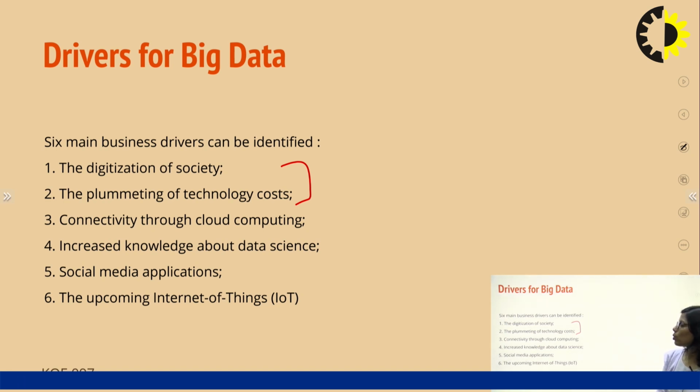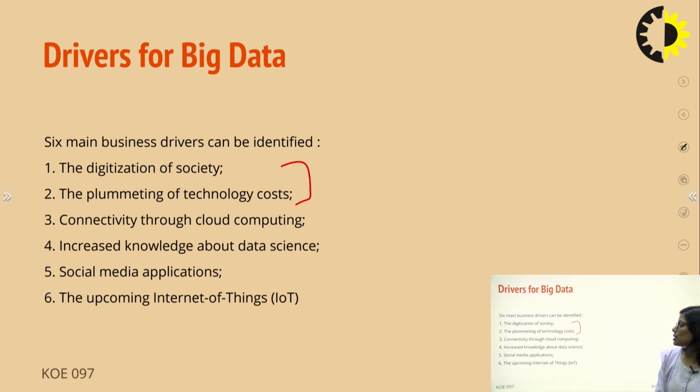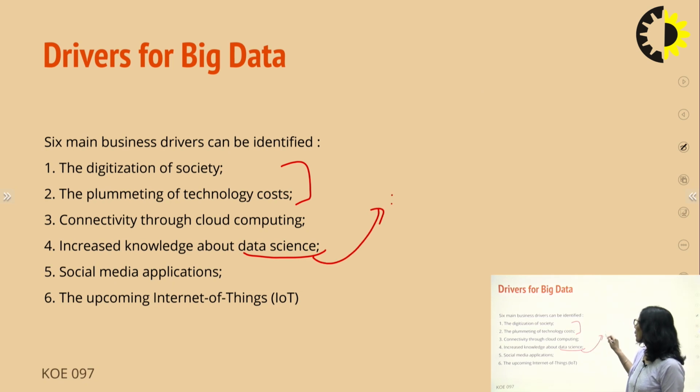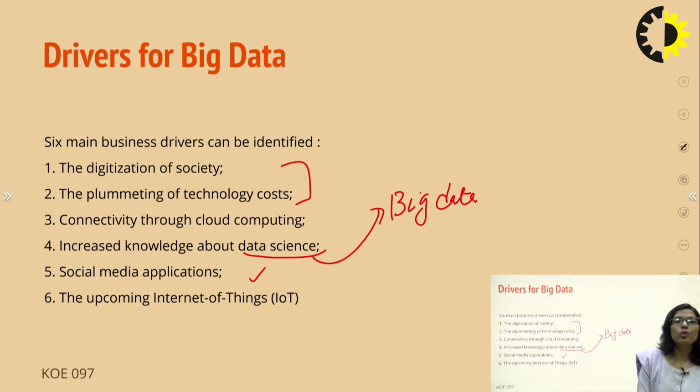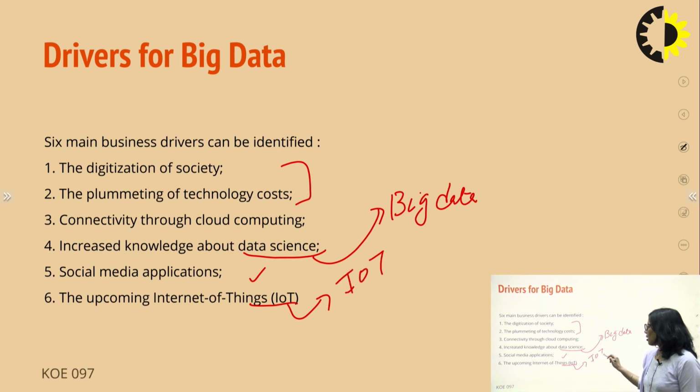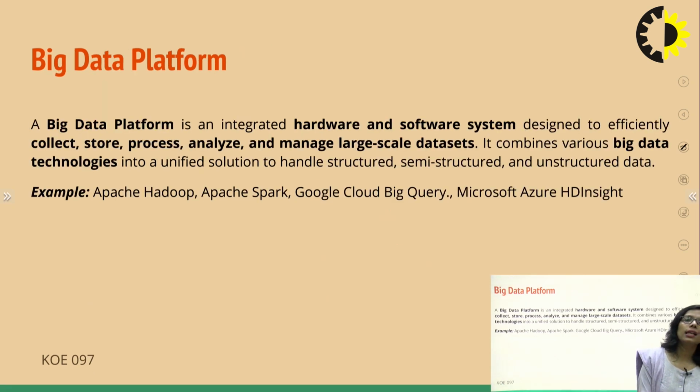Next is connectivity through cloud computing. Increased knowledge about data science: this is used to analyze the data that is being generated, right? So big data is analyzed by data science. Social media applications: we are getting used to social media applications. We are writing our posts, we are getting some feedback. So these are also contributing to big data. Upcoming IoT devices: we are using various IoT devices, you can say ACs, right? So all these are generating data and contributing to big data.